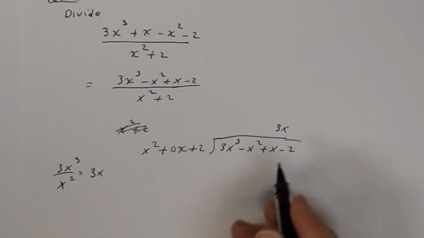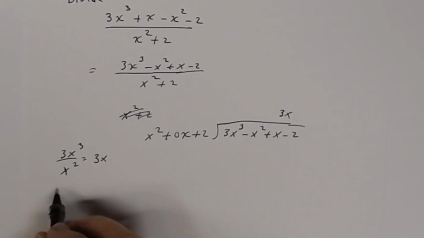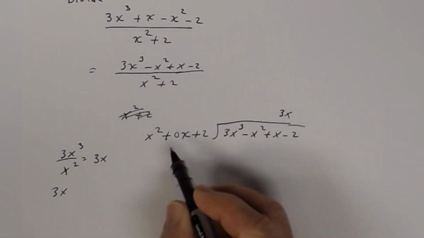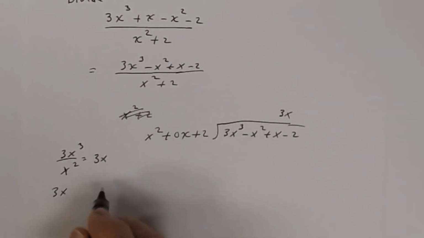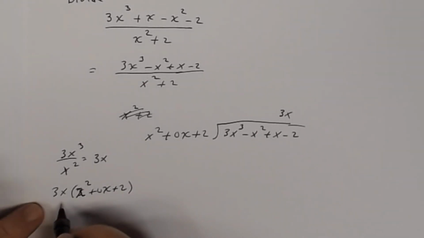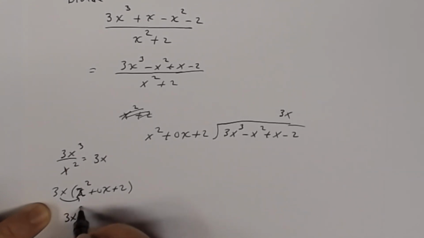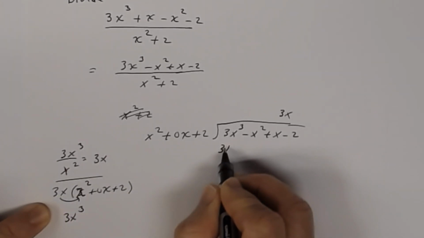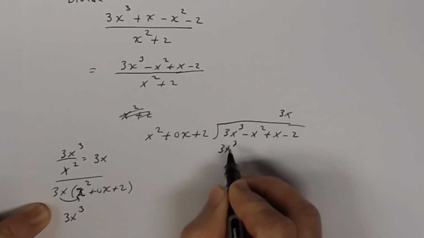And again, just like we've talked before, if you have trouble doing this mentally, you may want to write it down. So you're taking 3x and you multiply by your divisor. So you're saying 3x times x squared plus 0x plus 2. All right, and you can distribute. Now, 3x times x squared is 3x cubed. So that goes here. And remember, we just said this better be the same as this, and it is.